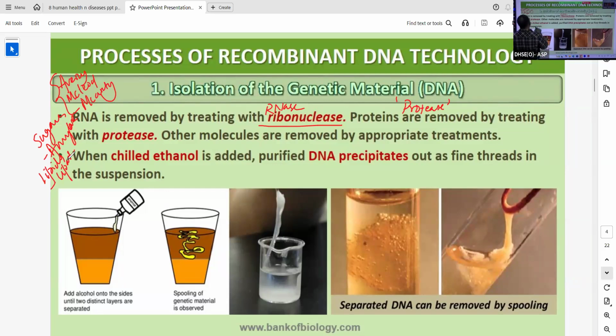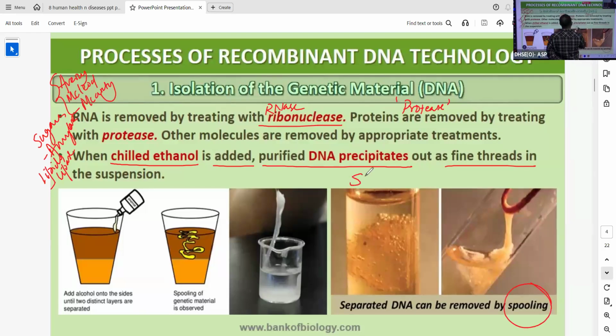How do we extract the DNA? When chilled ethanol is added, the purified DNA precipitates out as fine threads. Using a glass rod or something similar, we can take it out and extract it. This mechanism of separation of DNA by addition of chilled ethanol and allowing it to sediment is known as spooling.